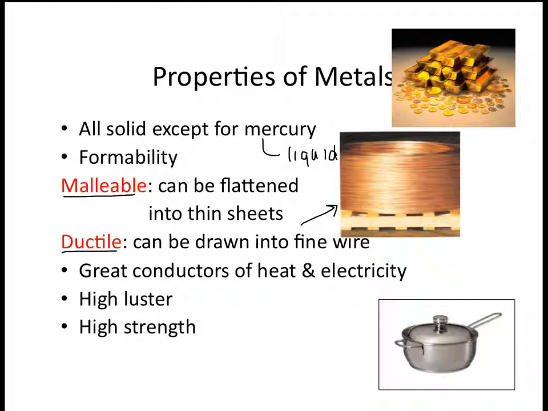Metals are great conductors of heat and electricity. There's a picture of a pot down here. Aluminum heats up extremely well. Remember, it has a very low specific heat, and so it can heat up, thus heating up the water and cooking your food a little bit faster.